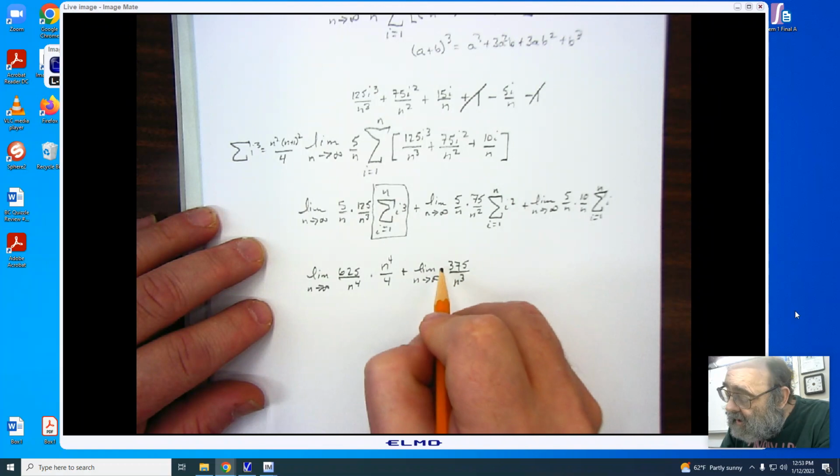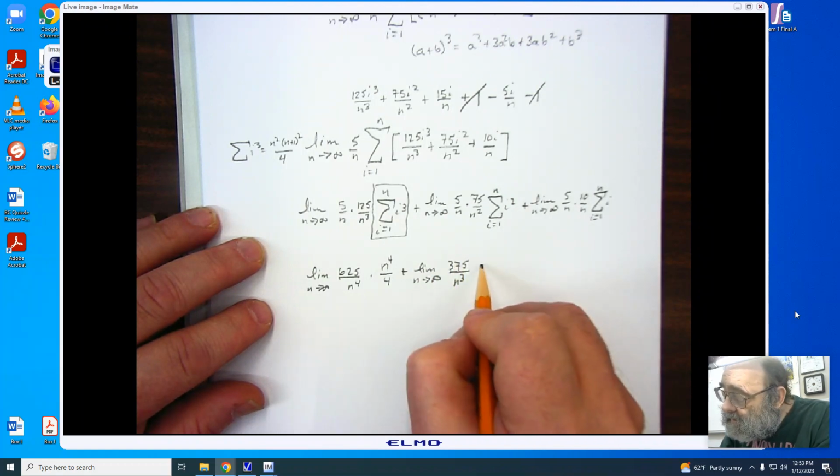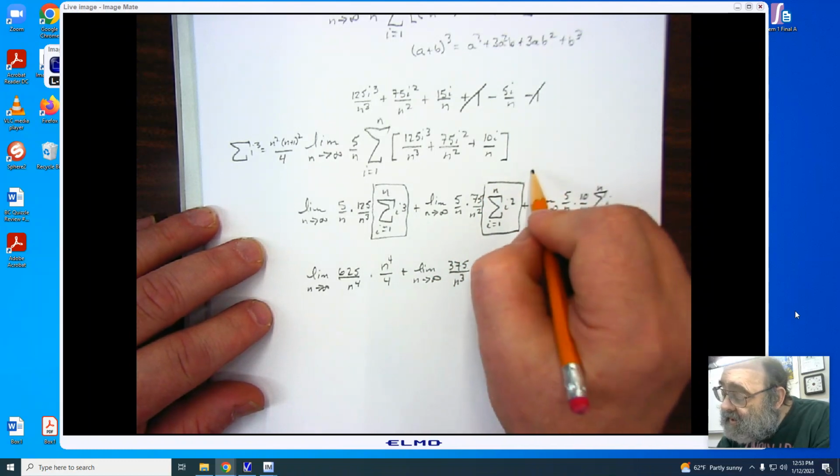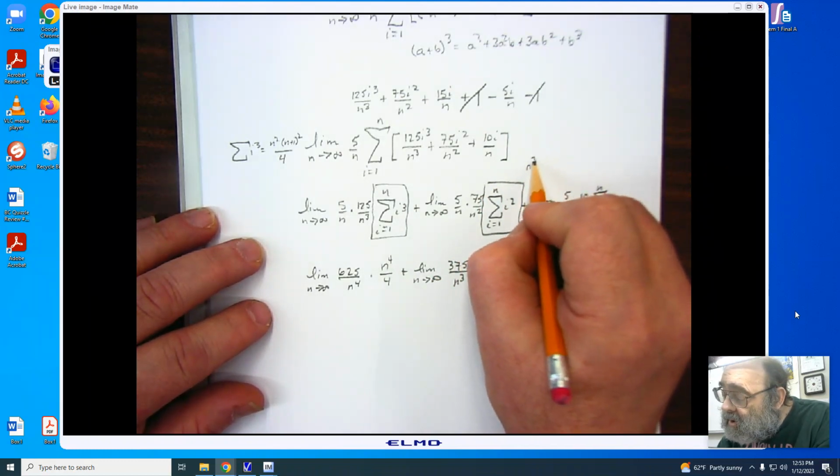And where is your 5 over n? There we go. Summation. Now we're going to replace this piece, and we're replacing this piece, if you recall, by n cubed over 3.